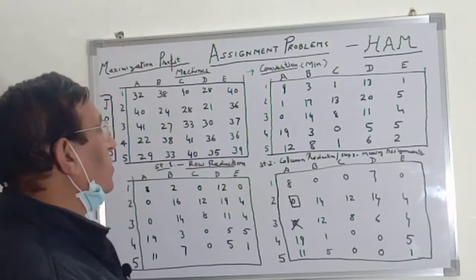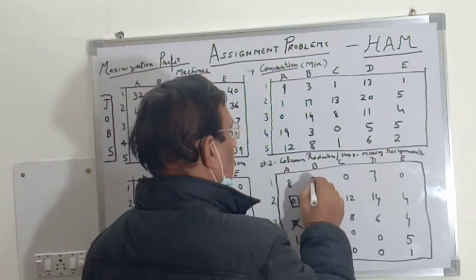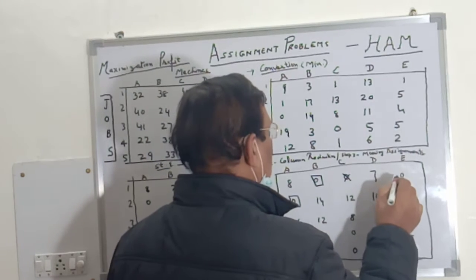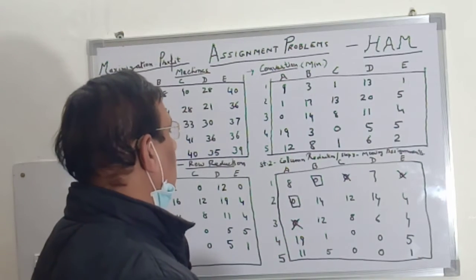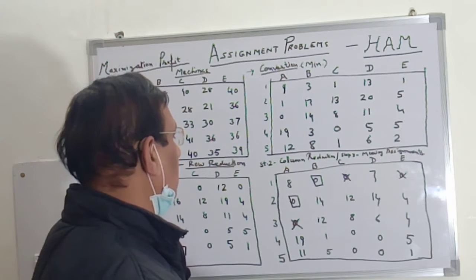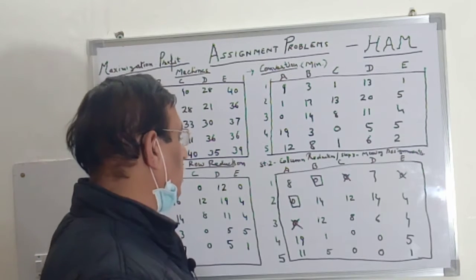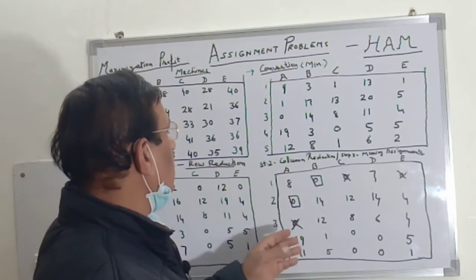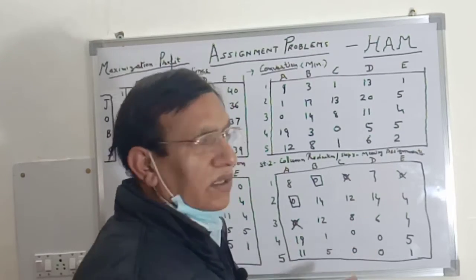Now come to the columns. In the first column, an assignment is there. Now in the second column, there is a single 0, so cross all other zeros lying in that row. Now in the second row, an assignment is there. Third row, no assignment, no 0. And fourth row, again 2 zeros are there. And fifth row, again 2 zeros are there. Column wise you can check, again 2 zeros are there.